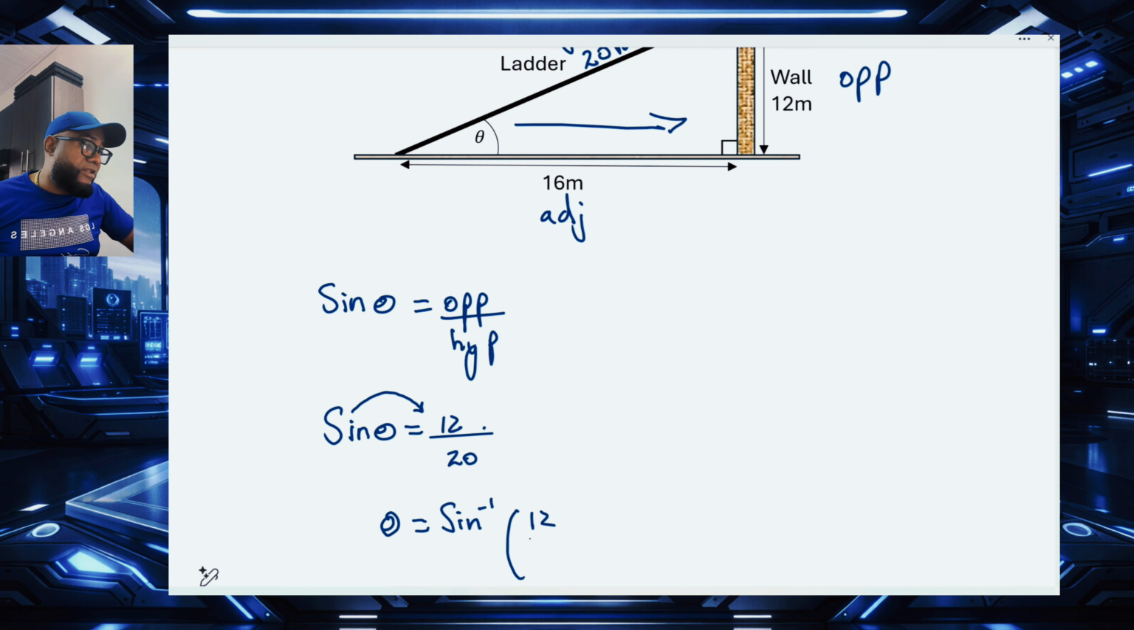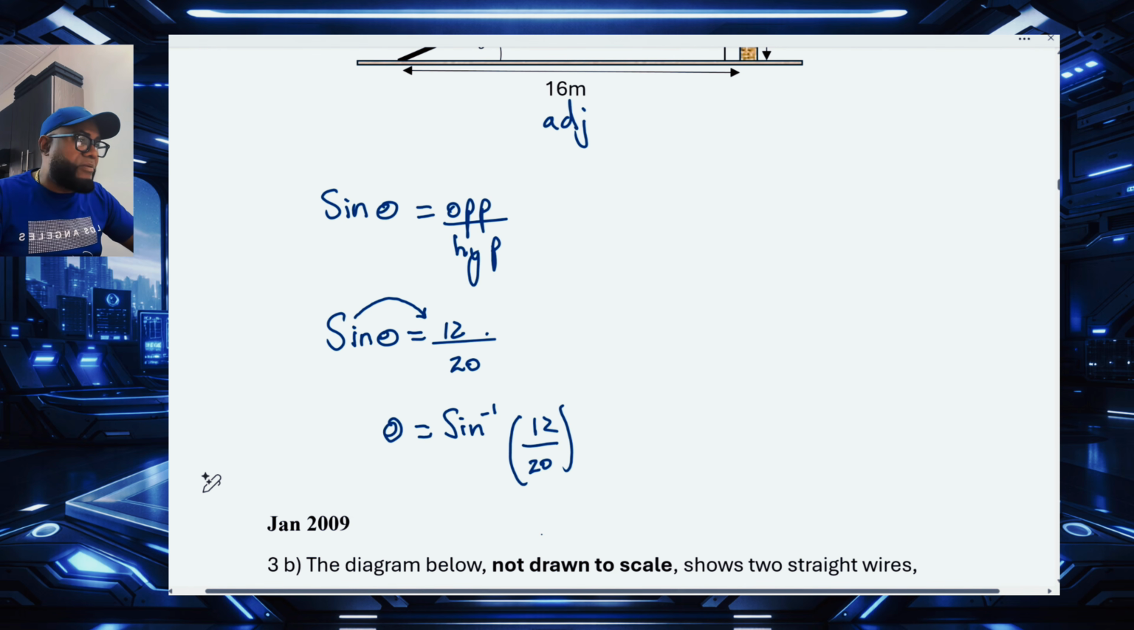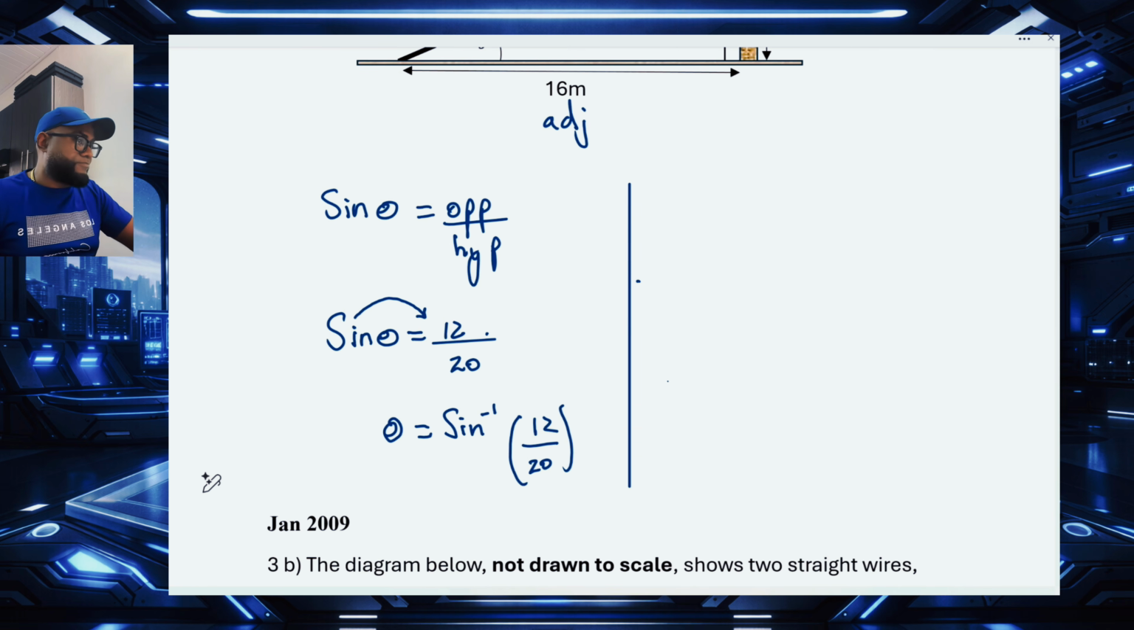So watch this. This will be 12 over 20. So on your calculator, because I'm sure there are people who don't know how to activate this sine^-1, right? On your calculator, you will have to press the second function button, right? On some calculators, I think it is shift. You're pressing the shift button followed by the sine button.